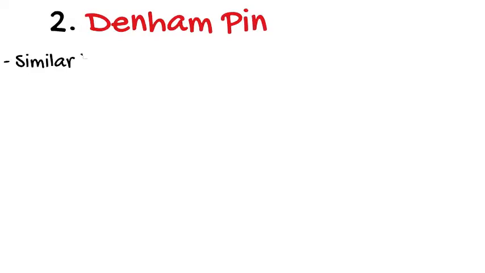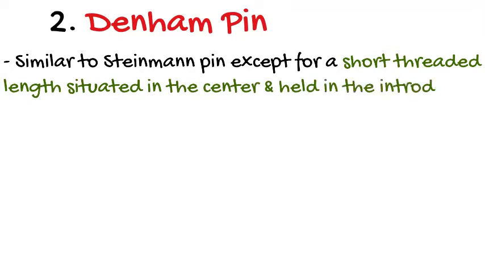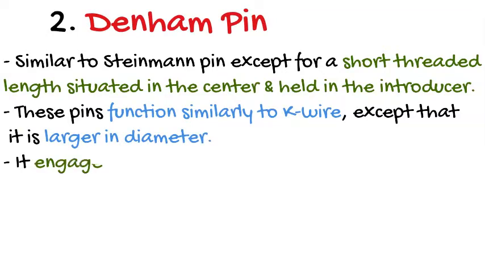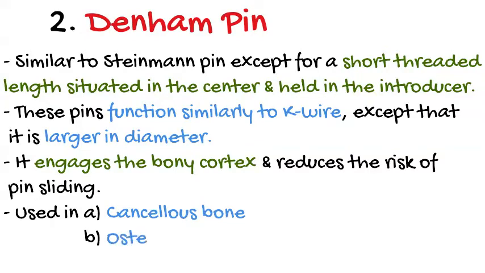Next pin I am going to cover is number 2, Denham Pin. Denham Pin is similar to Steinmann Pin except for a short threaded length situated in the center and held in the introducer. This pin functions similarly to K-wire, except that it is larger in diameter. Denham Pin engages the bony cortex and reduces the pin sliding. Denham Pin is used in A. Cancellous bone and B. Osteoporotic bone.